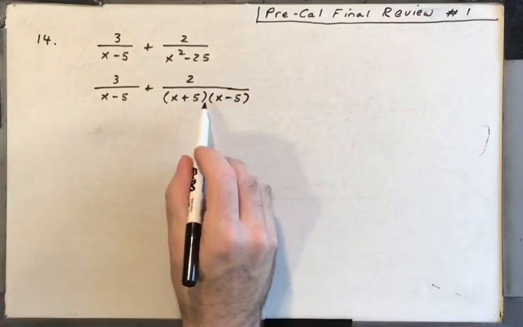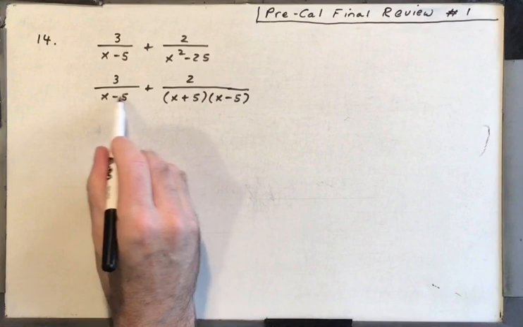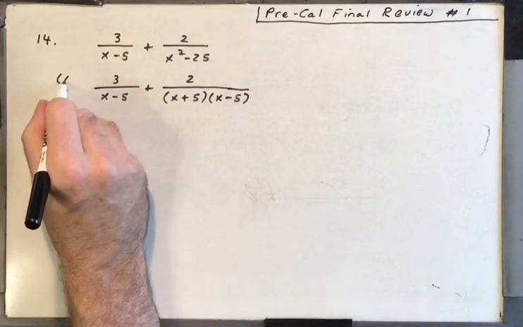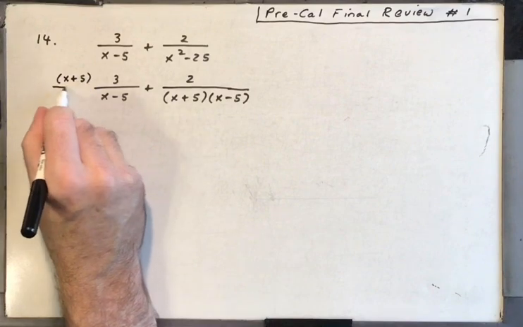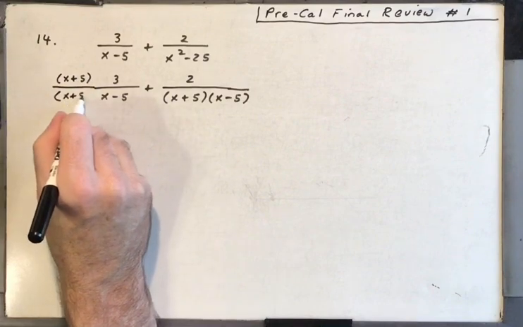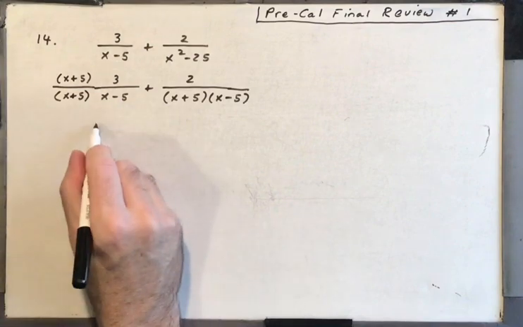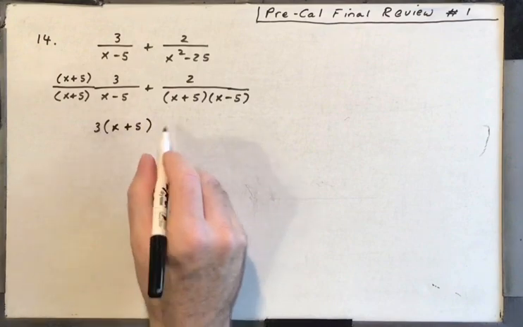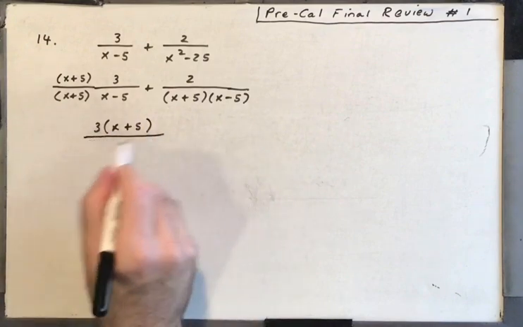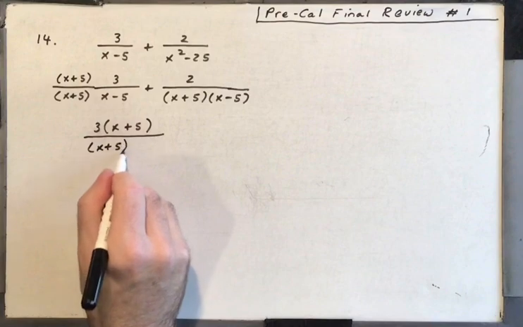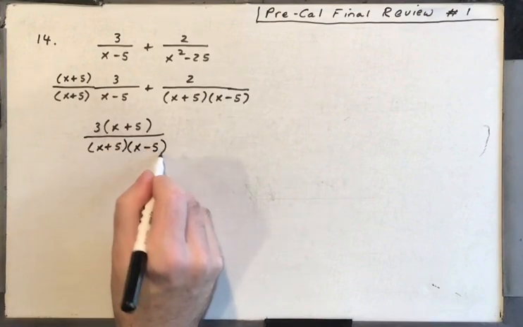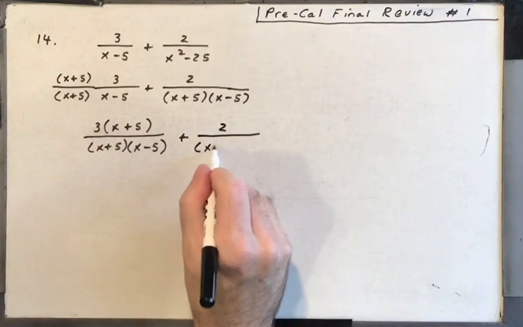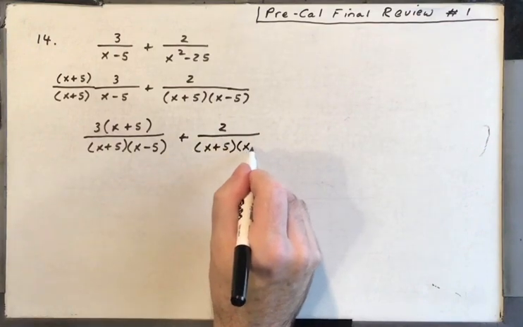All right, we need to get a common denominator. This side is missing x plus 5. So let's multiply this side by x plus 5 over x plus 5, and that'll give us the common denominator that we need. So I would have 3 times x plus 5 over x plus 5 times x minus 5, plus 2 over x plus 5 times x minus 5.